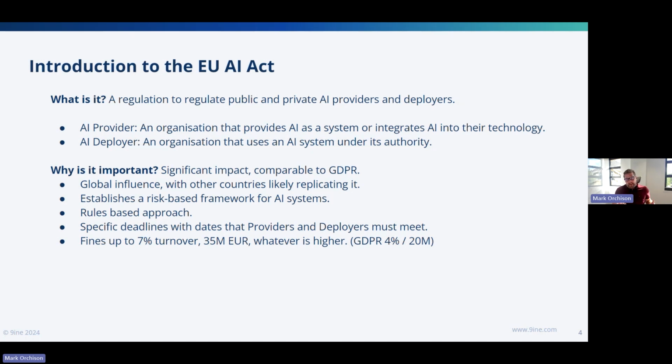So let's take a step back and look at the EU AI Act. It's very similar in structure to the GDPR, if you're familiar with that. Essentially, it's a regulation to regulate public and private AI providers and deployers. Within the GDPR, you have a controller and a processor. This is a similar concept, but you've got a provider and a deployer. A school is essentially deemed a deployer of AI technologies under the EU AI Act.